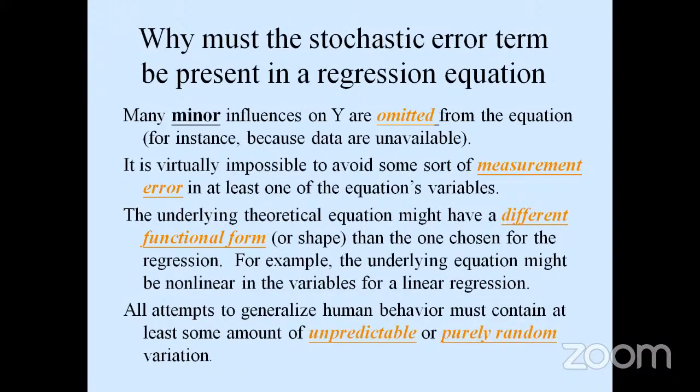It is virtually impossible to avoid some sort of measurement error in at least one of the equation variables. The underlying theoretical equations might have different functional forms. That is one of the aspects of choosing regression. For example, the underlying equation might be nonlinear in the variables. All the attempts we generalize contain some sort of unpredictability, uncertainty, or purely random variation. So here is one statement to remember: the entire error is uncertain in nature. That has to be taken care of and kept as E.